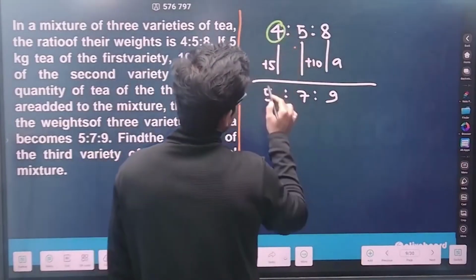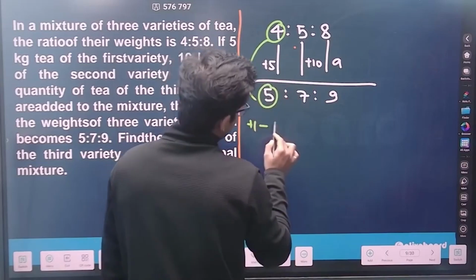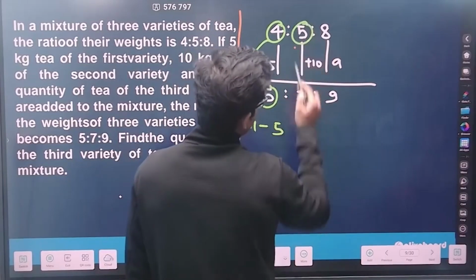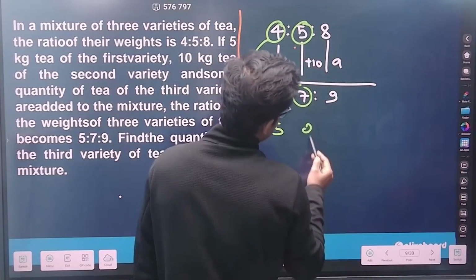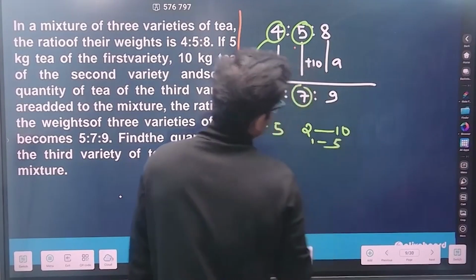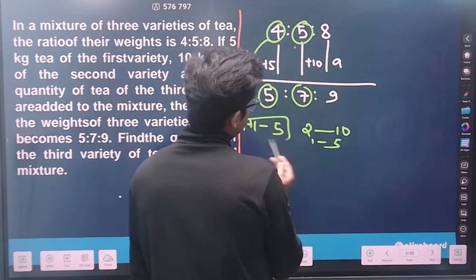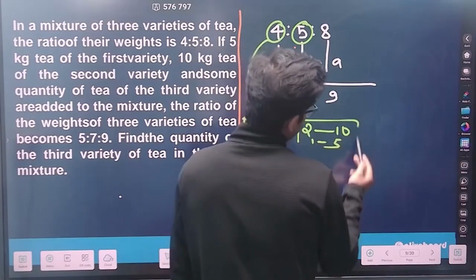4 is becoming 5. Technically 1 is added. According to the question, 5 is added. Technically 5 is becoming 7. How much added? 2 is added. But 10 is getting added. So 2 is 10, 1 is again 5. So can I say every time 5 is only getting added? No? Because in the first case also 5 is getting added. Second case is also 5 is getting added.